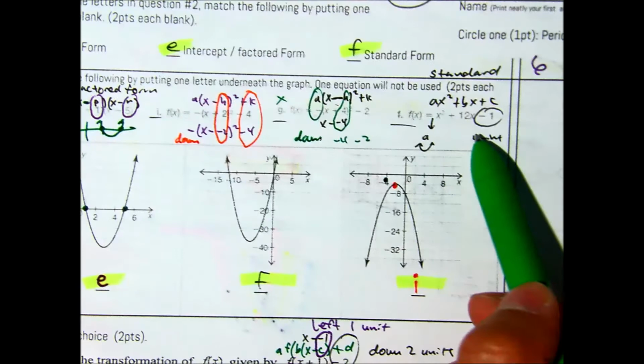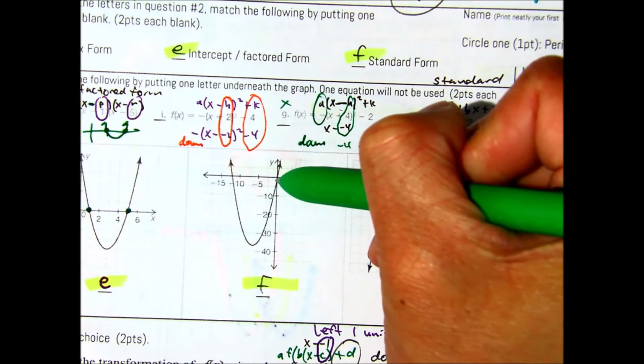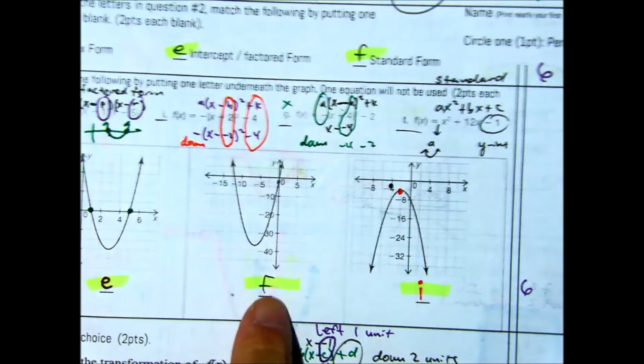And then the last graph here, this is standard form. The last letter, the C, is my y-intercept. My a value tells me it goes up, so I'm looking for one that has a negative 1 through the y-axis. That would be around here. And pointing up, that would be F.